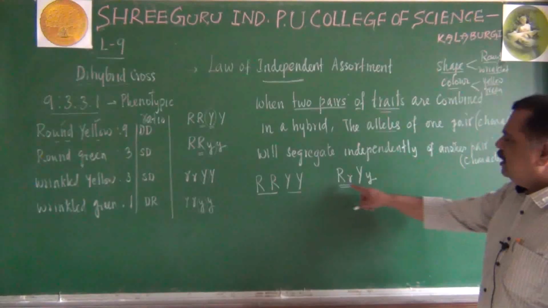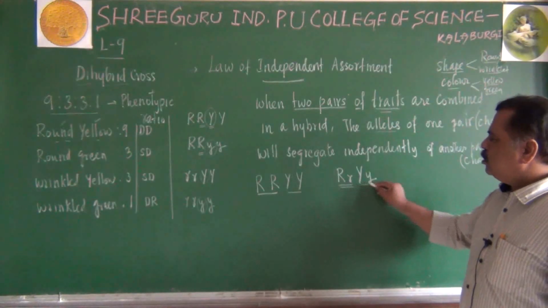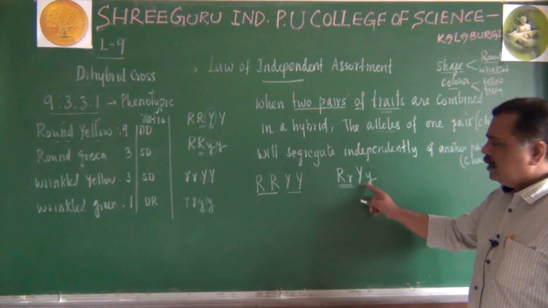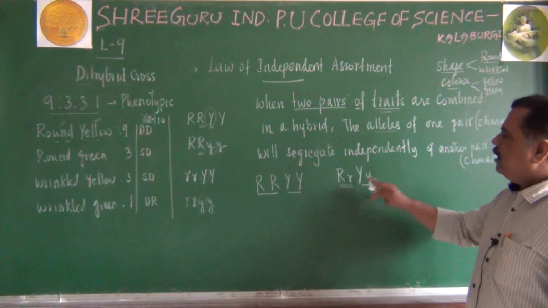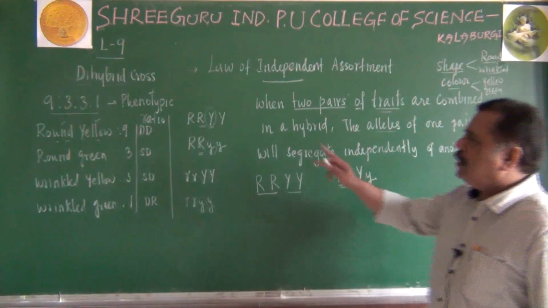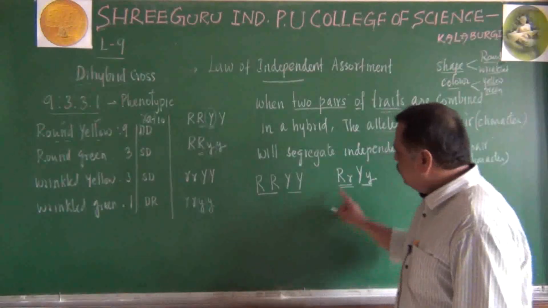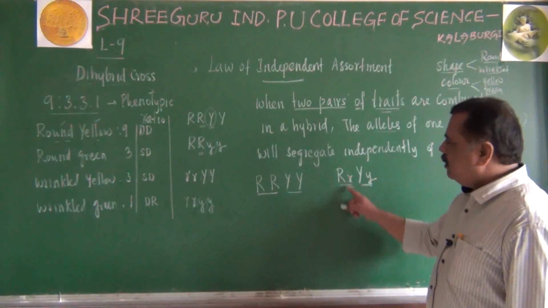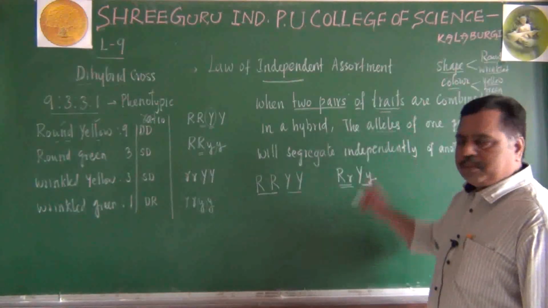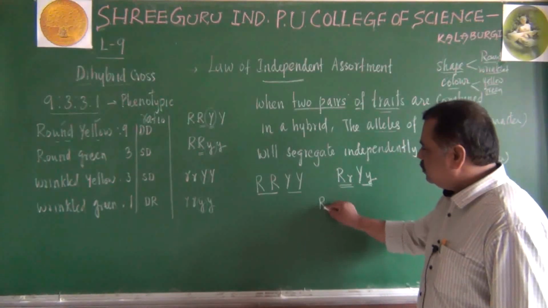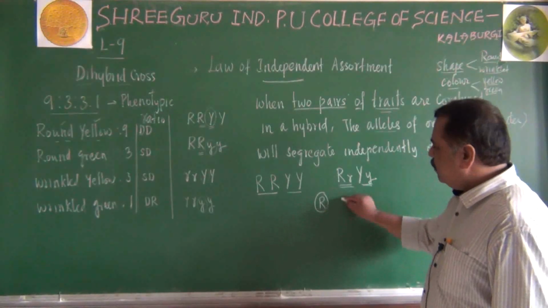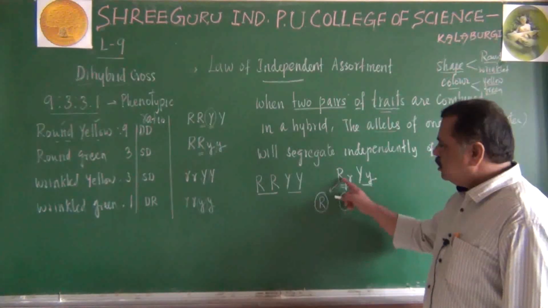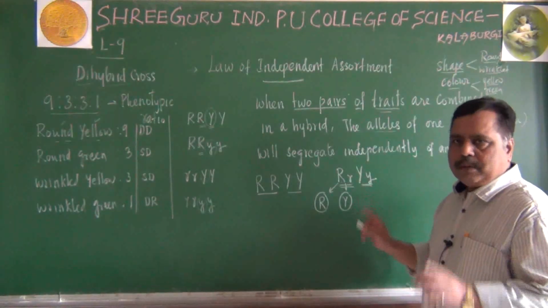So, alleles of one character, that is shape. These two are alleles of color. Alleles of shape will segregate independently of alleles of color. That is called independent assortment. Imagine now this capital R, small r is there. How will they produce gametes? With reference to shape, it is able to produce two types of gametes. One is with capital R, another one is with small r. These are the two gametes produced with reference to shape only.